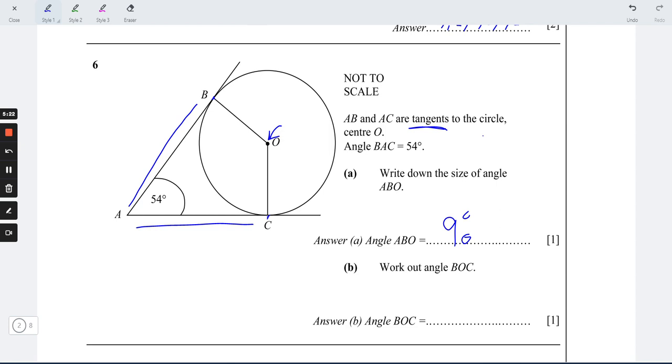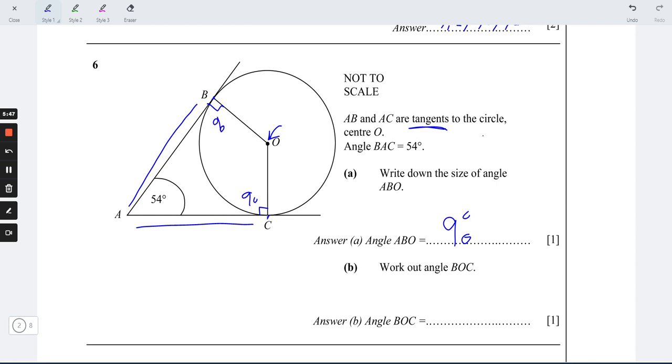The reason about this: tangents and the radius meet at 90 degrees. It means a tangent is perpendicular to the radius at the point of contact. So this is 90 degrees, 90 degrees here, 90 degrees here.